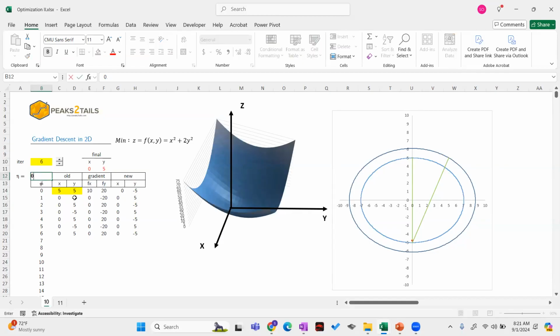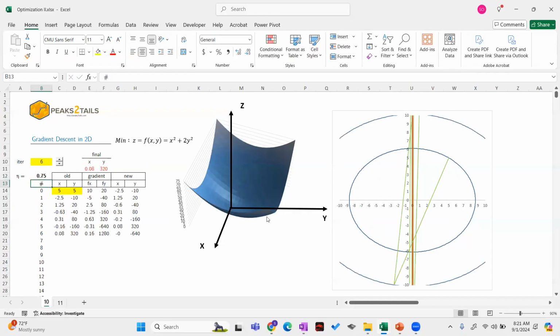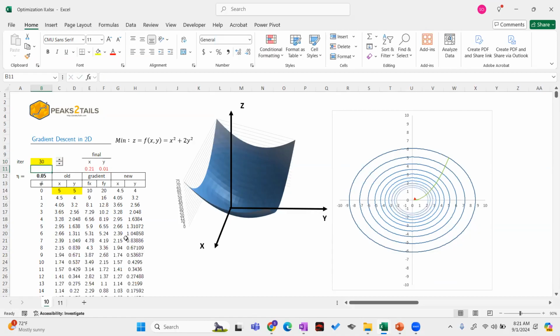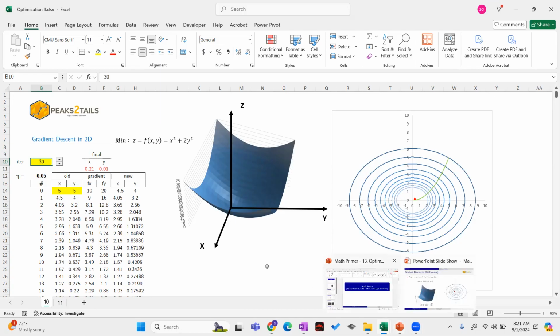If you use anything bigger than this, let's say 0.75, it's a mess. It's actually not converging, it is diverging. All right. And if you use a smaller step size, obviously it'll take a lot longer. I don't know how many iterations I'm supporting, but yeah. All right. Any doubts? Clear? Can we move on?